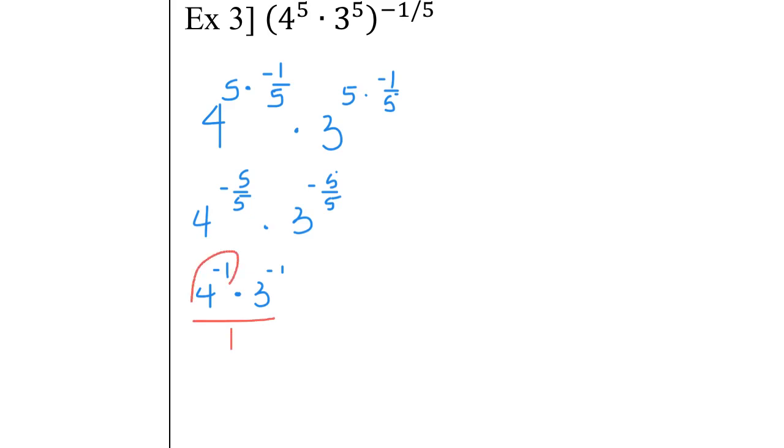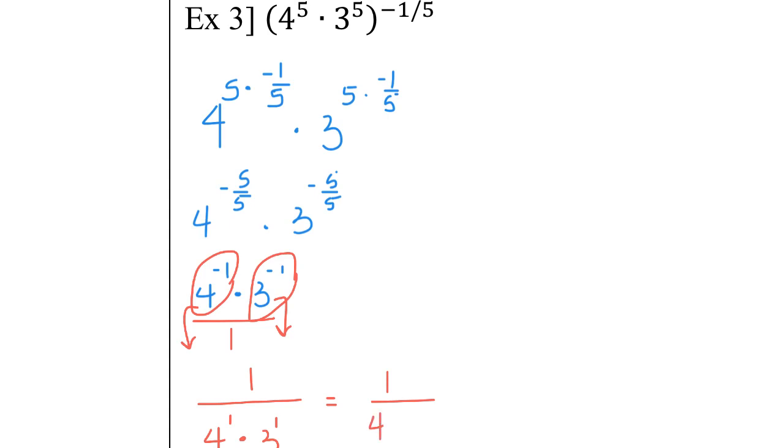So since this has a negative exponent, since he's in the numerator, we're going to drop him. This also has a negative exponent, he's going to drop as well. So in the denominator now, we have 4 to the positive 1 power times 3 to the positive 1 power. And in the numerator, we have a 1 that's left over as a placeholder. So now that these exponents are positive, they're easier to work with.